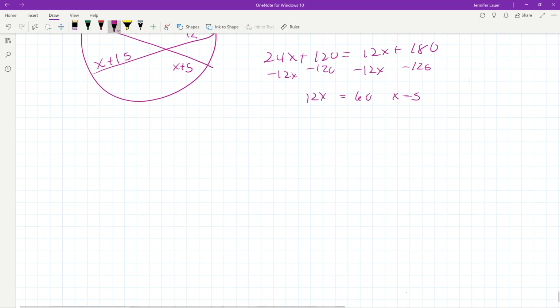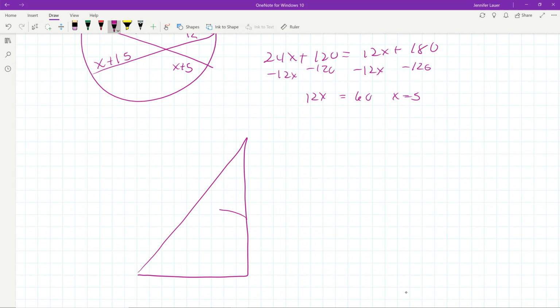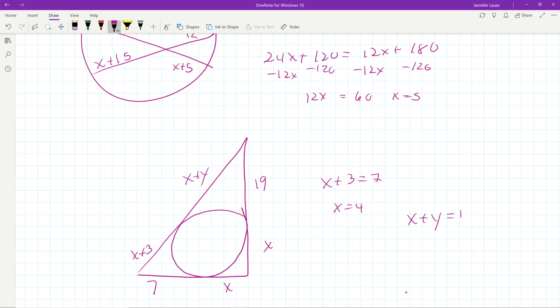And we'll do one more just to kind of cement a couple of these things home. So x plus 3 equals 7, so x is equal to 4. X plus y equals 19. 4 plus y equals 19, so y is equal to 15. And of course we know these are equal. So that pretty much covers properties of circles.